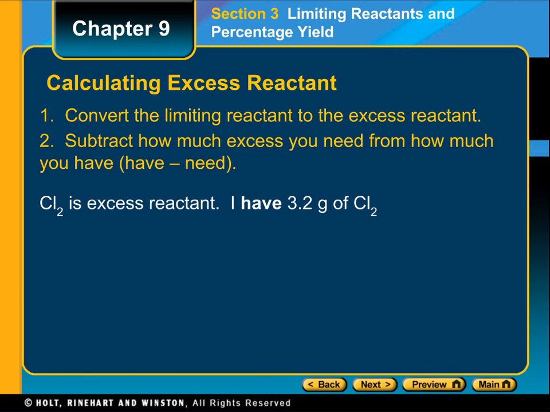Okay, the second part of the problem was how much excess reactant we had. After we've identified that the KBr is our limiting reactant, we know that the other substance we had plenty of. So we have to figure out which one is the limiting reactant, and then figure out how much of the other substance you have left over. We have 3.2 grams of Cl2, so we're going to take our 3.2 grams and subtract how much we said we could use.